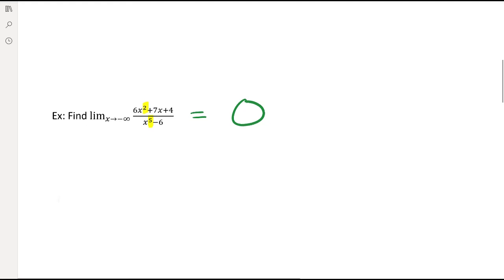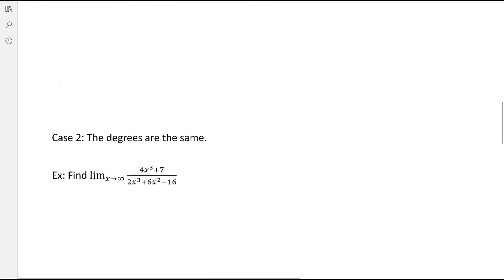Okay, how about this one? What's the degree of the numerator? The degree of the numerator is going to be 2. The degree of the denominator is 5. So we're still in that case where the degree is larger in the denominator. And as I said, that means that fraction on the bottom is just going to grow bigger and bigger. So as the denominator gets bigger and bigger, that means our limit is heading towards 0. Okay? All right, so that's the case where your degree is larger in the denominator.